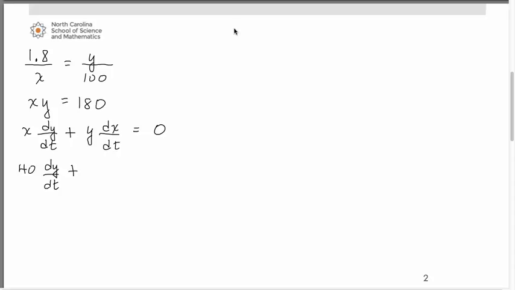To find the y, we go back to the proportion we set up, and in place of the x we put the 40. So we have 1.8 over 40 equals y over 100. That's going to allow us to solve for y at this particular point in time in which x is 40. I'll let you try it on your own, and you should get that y is 4.5 if you want to give it a shot. So that's what we'll put over here in place of the y. And then of course dx/dt simply was 1.